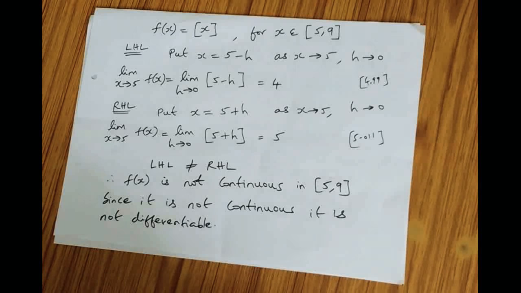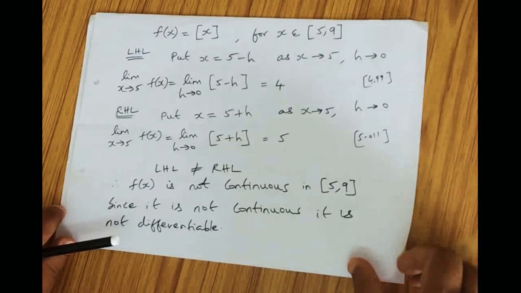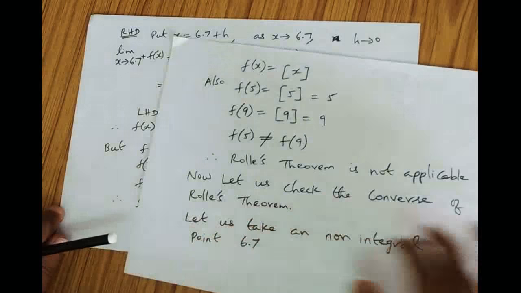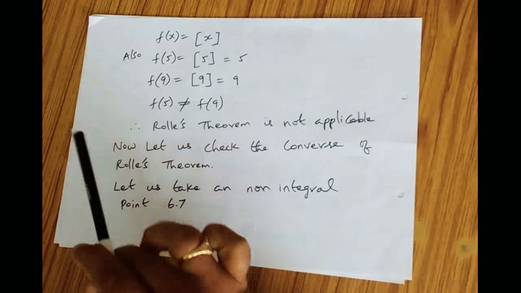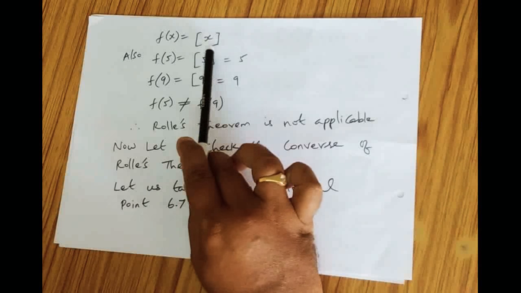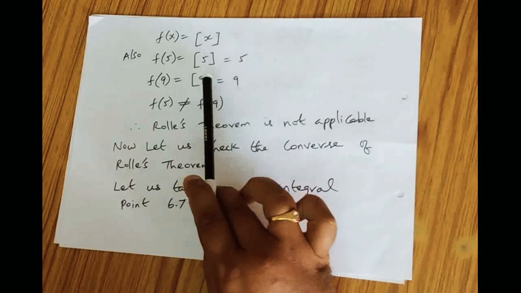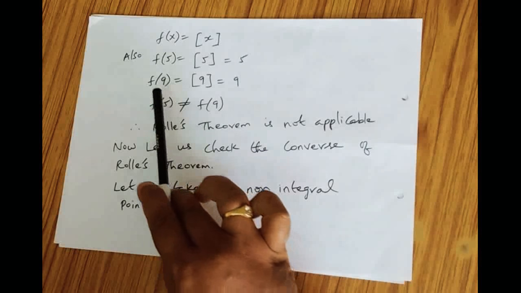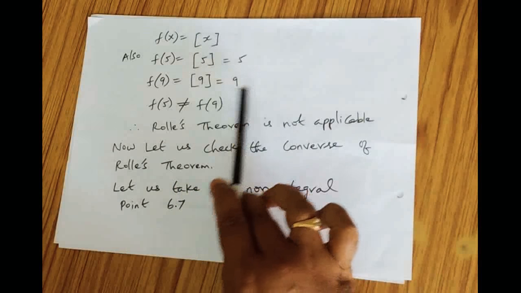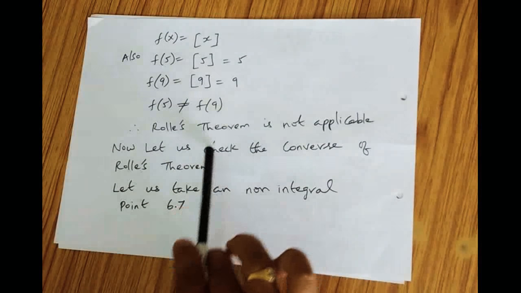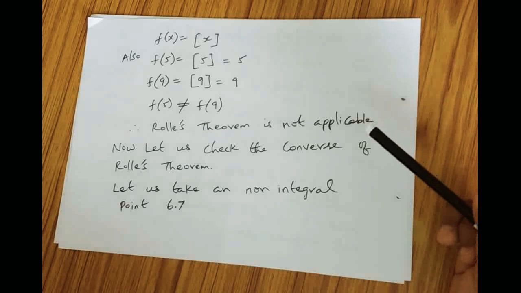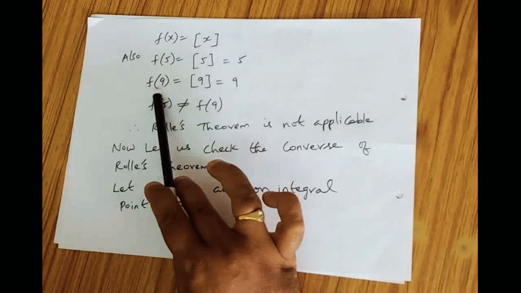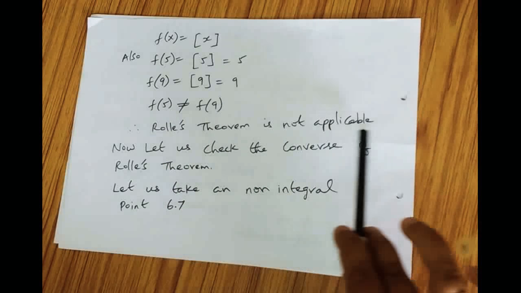Since it is not continuous, it is not differentiable. Also, the given interval endpoints are pi and 9. So f of x is equal to the greatest integer of x. f of pi is the greatest integer of pi, and f of 9 is the greatest integer of 9, which is 9. So f of a is not equal to f of b. So all three conditions are not satisfied: f of x is not continuous, f of x is not differentiable, and f of a is not equal to f of b. So Rolle's theorem is not applicable.